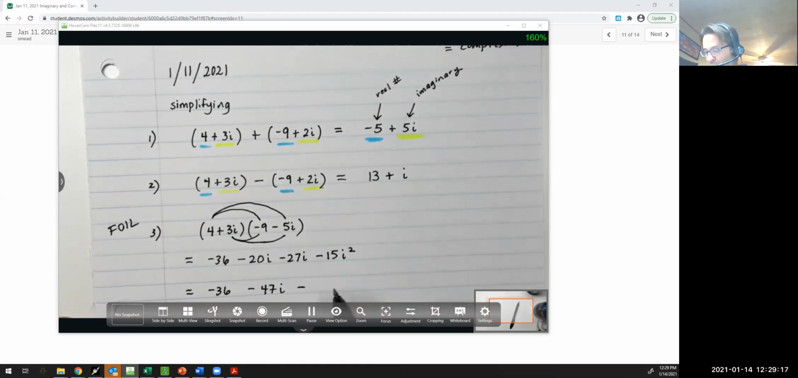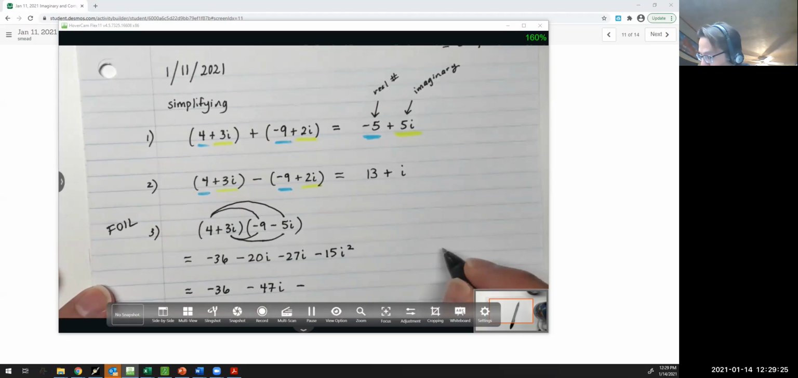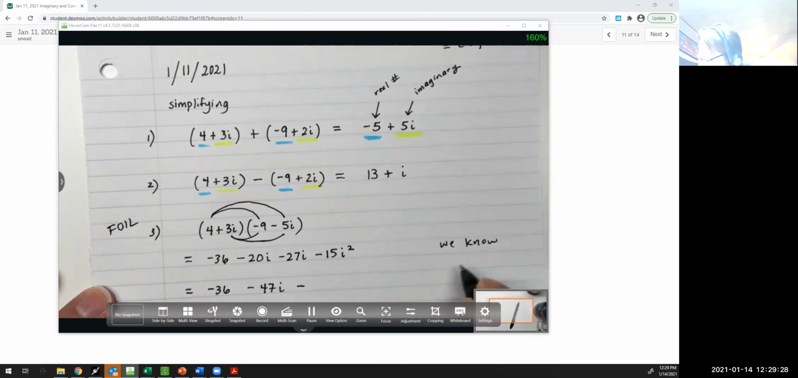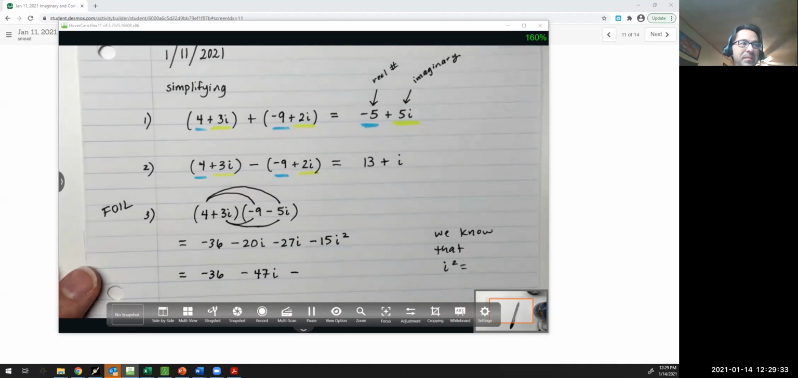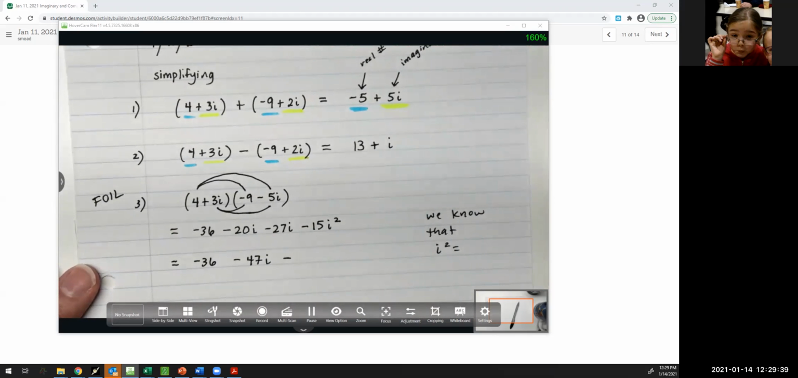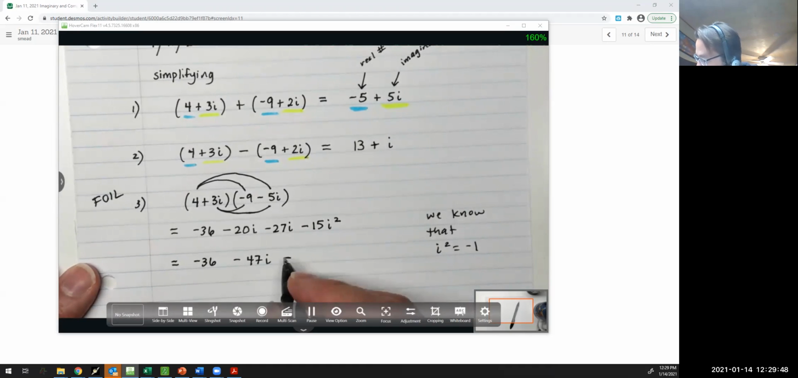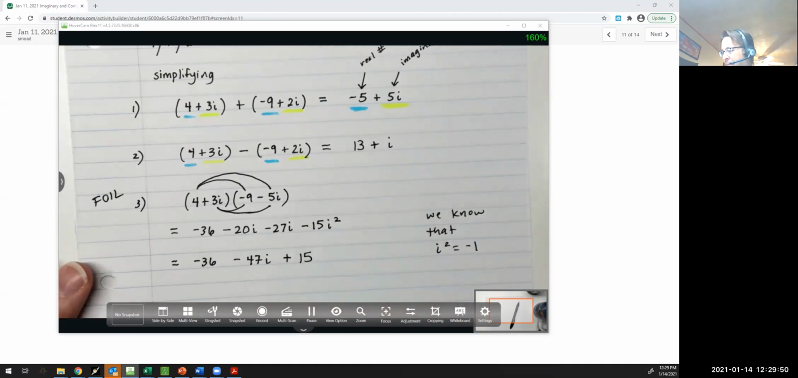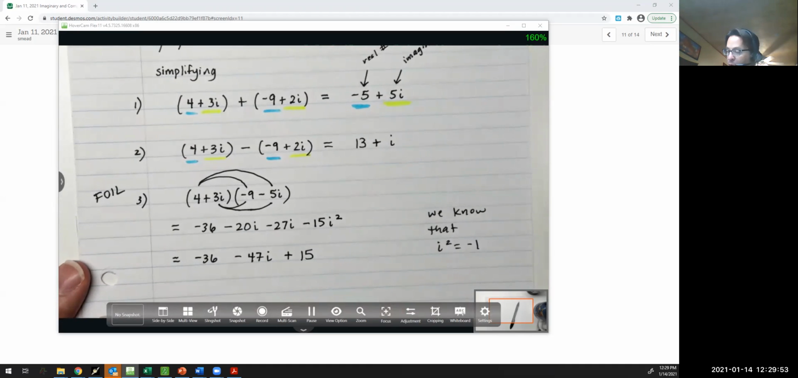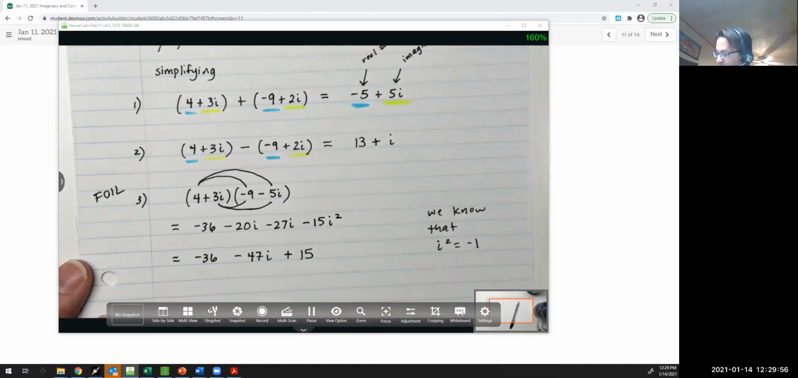This is where Miko was tripping, which means everybody was probably tripping, but only Miko was brave enough to say it. What does i squared equal? We know, or we're supposed to know, that i squared equals... negative 1. So this is like negative 15 times negative 1, which is positive 15. And then you combine those two because they're like terms, and you get your answer.